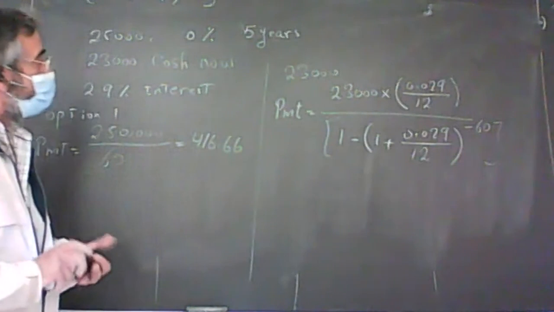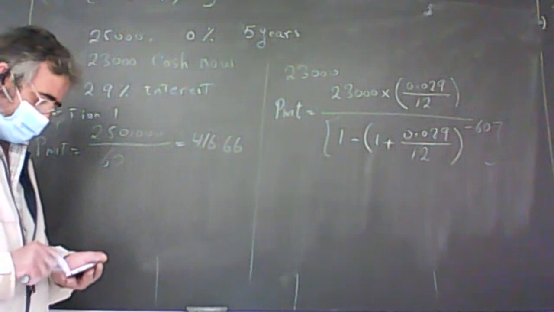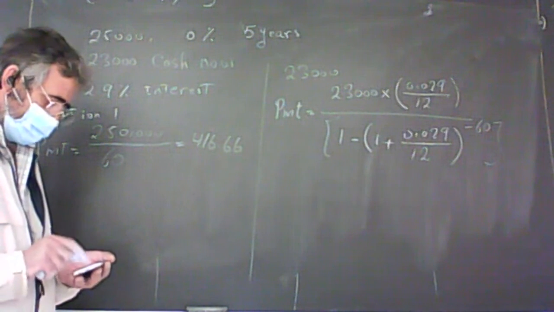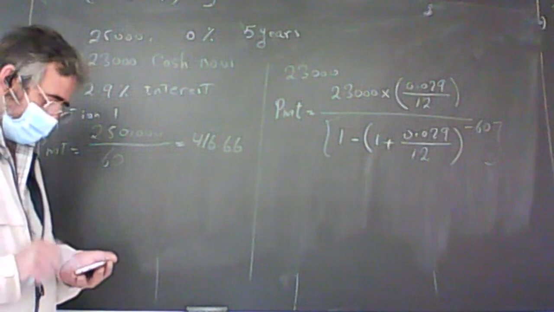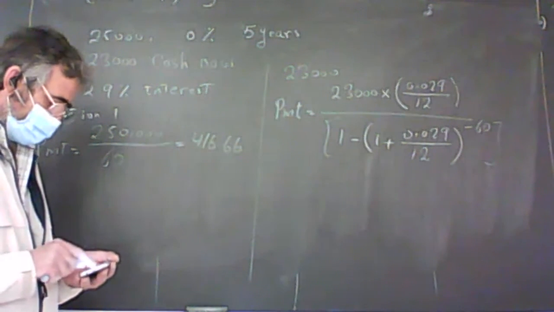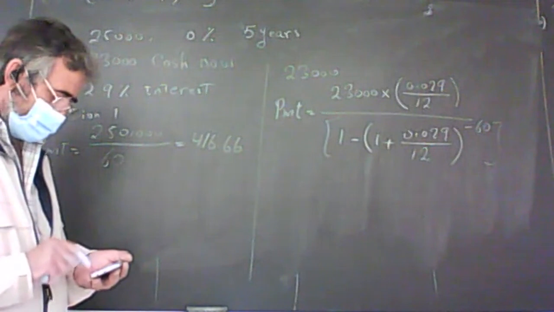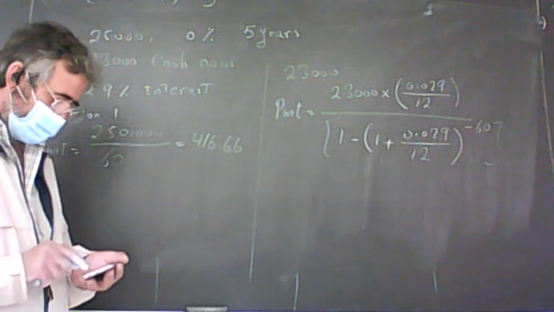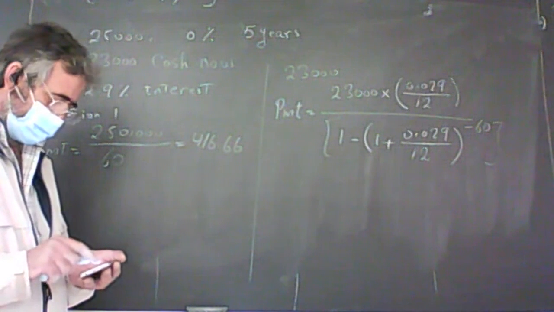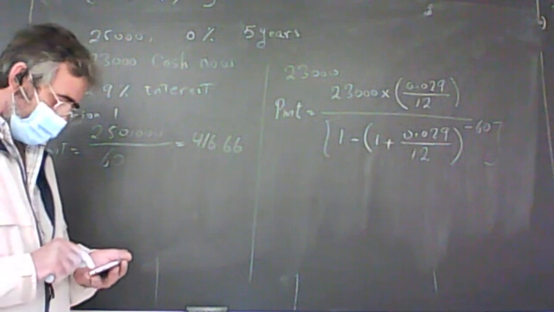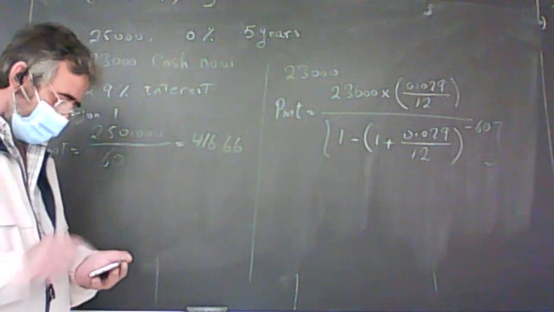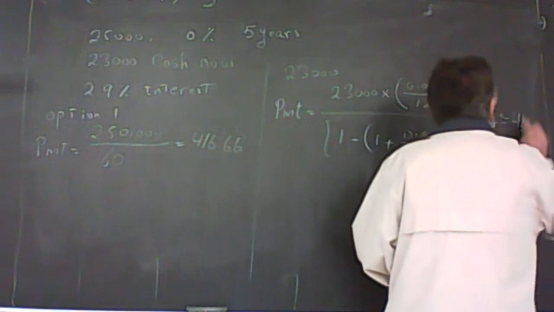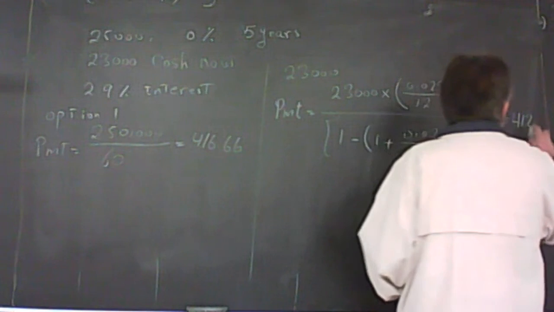Okay. So now we look at 23,000, multiply that by 1.029 divided by 12. That should give me that, divided by 1 minus 1 plus 0.029 divided by 12 to the power minus 60. And that gives me $412.26.